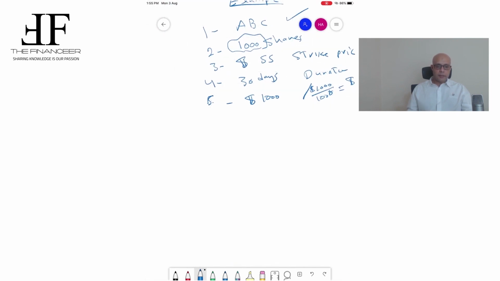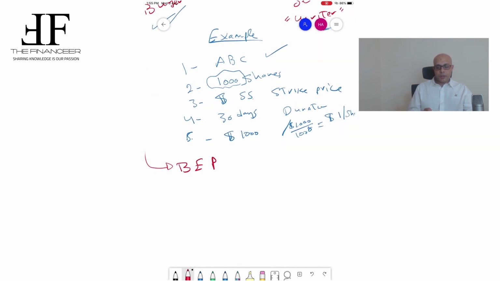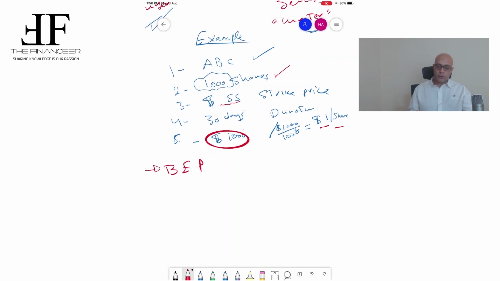Now let's calculate something called the break-even price before we start explaining the scenarios that we have. The break-even price is something that we need to determine, and it is always related to the buyer. How much is the strike price here in this case? The strike price is $55, and if the buyer is going to exercise this option, he should pay $55. How much is the cost to acquire this contract? The cost is $1,000 for the whole contract, and as long as the whole contract is 1,000 shares, the cost per share is $1 per share.